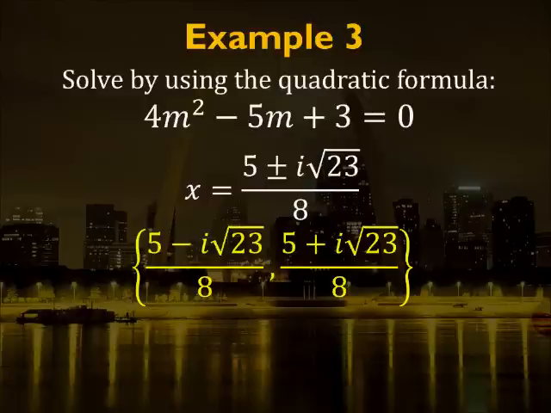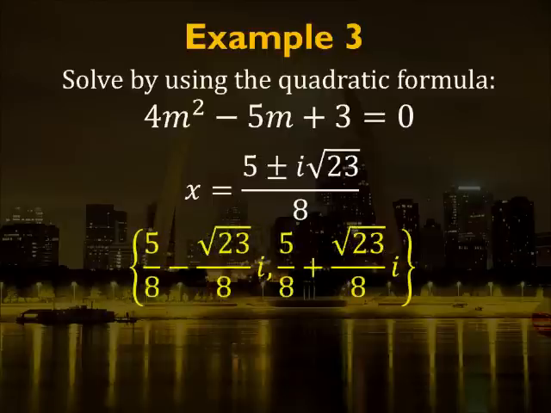So that's an easy way to write it. Of course, you want the formal way, and I'm not going to be so picky about this. But that would be 5/8 minus radical 23 over 8i, or 5/8 plus radical 23 over 8i. Whatever. It doesn't matter. If you wrote down what was in the previous slide, that's totally fine.